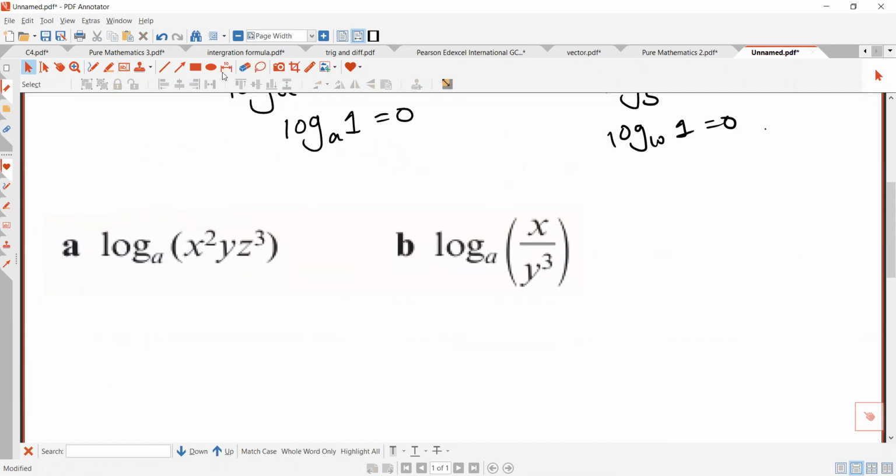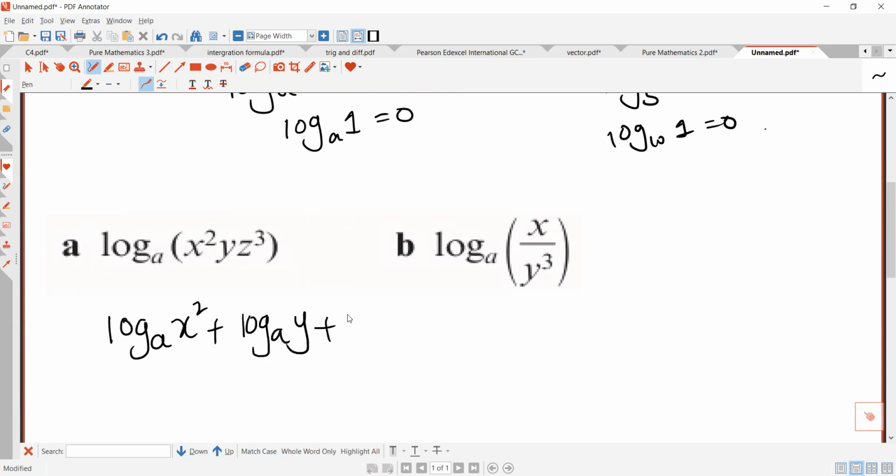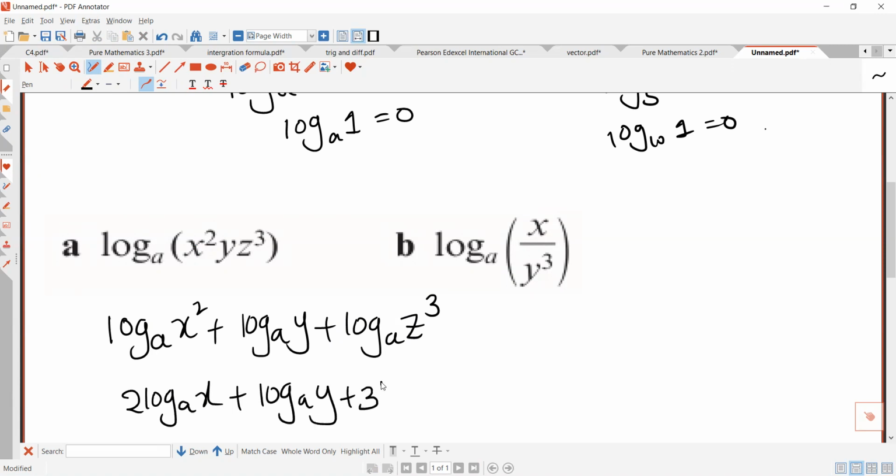Okay, so let's do A part first. Can I do this as log A x square plus log A y plus log A z cube? This also can be written as 2 log A x plus log A y, that will remain the same, plus 3 log A z.